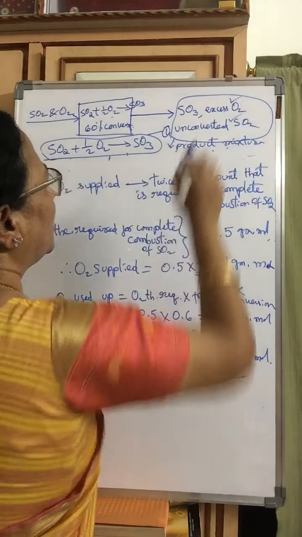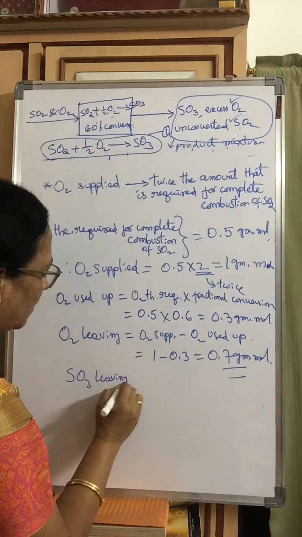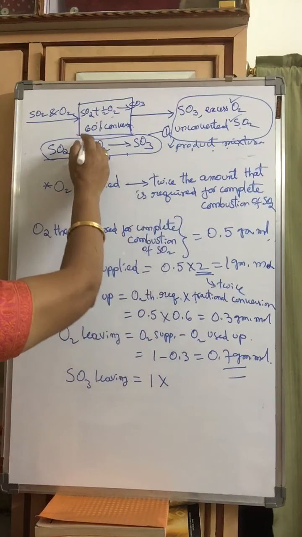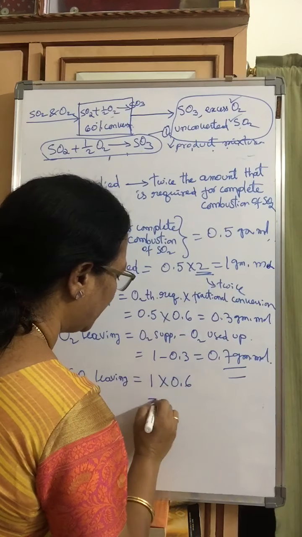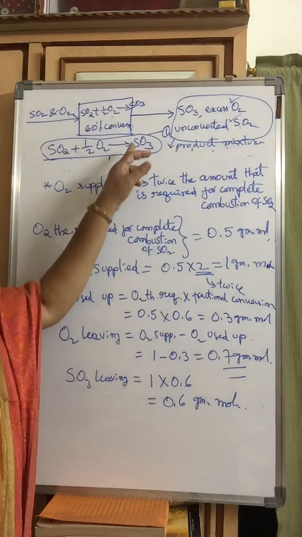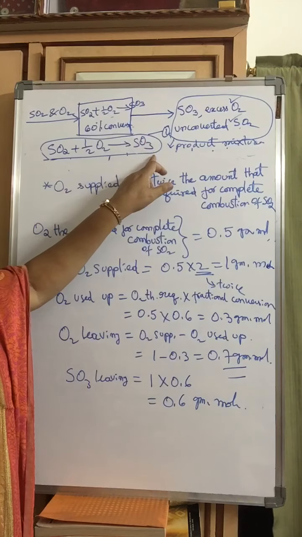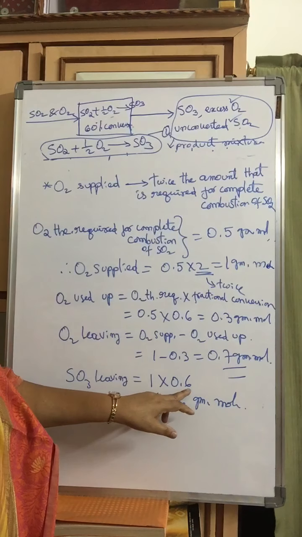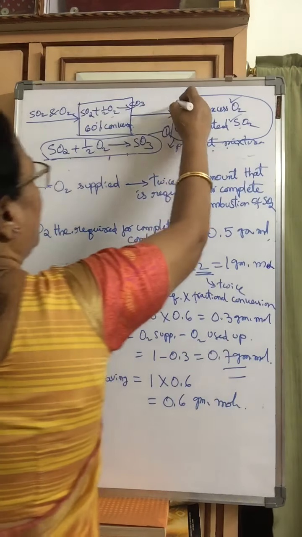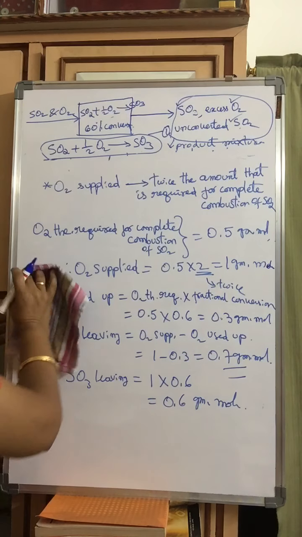So oxygen leaving we got, SO2 over, then SO3. SO3 leaving: how much has to be found? 1 mole is to be found, but what is the conversion? 60%, that is 0.6 gram moles. According to stoichiometry and our basis, when 1 mole of SO2 reacts, 1 mole of SO3 needs to be formed. But conversion is only 60%, so 1 into 0.6 gram moles of SO3 will be formed. So now we calculated the number of moles of each component.